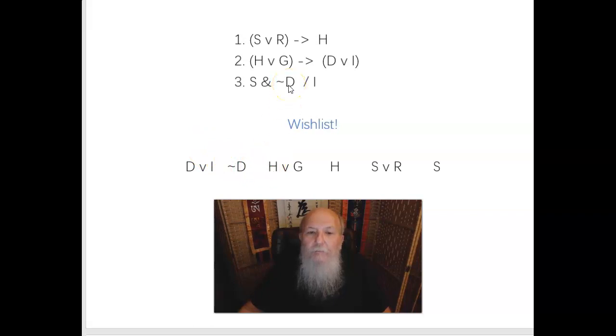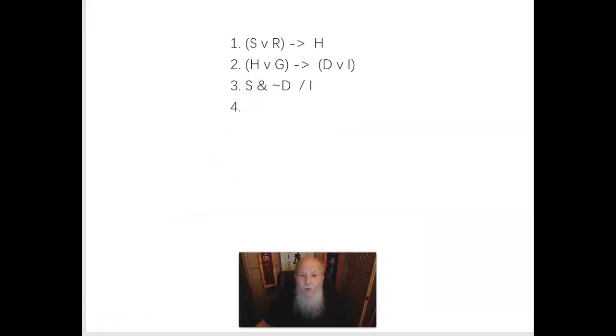And if I had H or G, I could get D or I, so I need H or G. So for that, I need an H. To get an H, I need S or R. To get S or R, I could get S or R with an S, and there's an S right there. So I'm all set. So the first thing I'm going to do is just break out my S and my not D, since I'm going to be needing them.